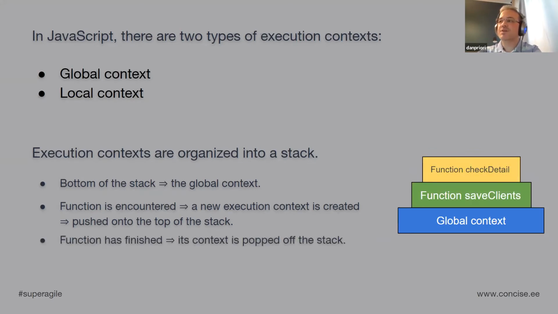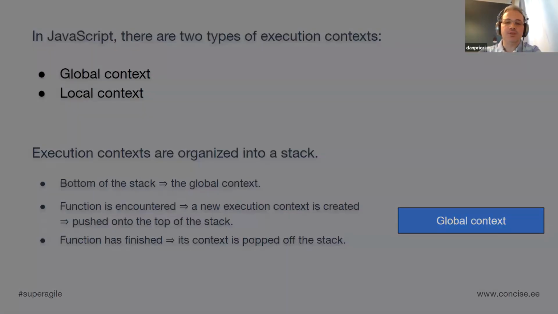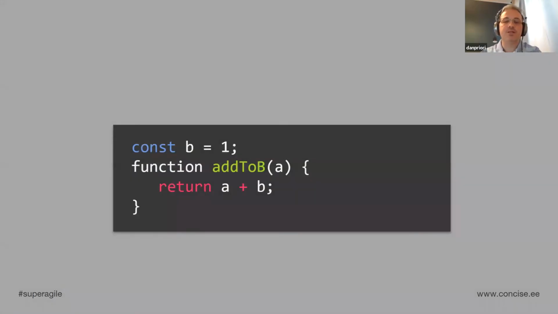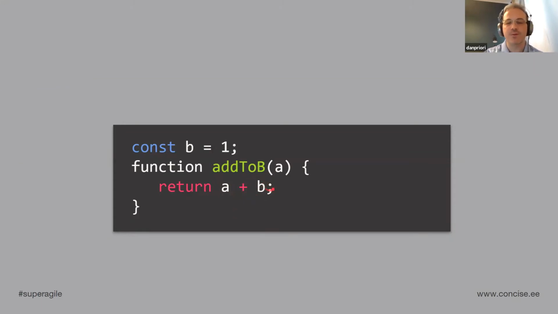So once the function has finished execution, its context is popped off the stack, as you can see. Okay, it is pretty much easier, but let's consider this function here. You can see here, we have a function with some local variable and some outside variable.